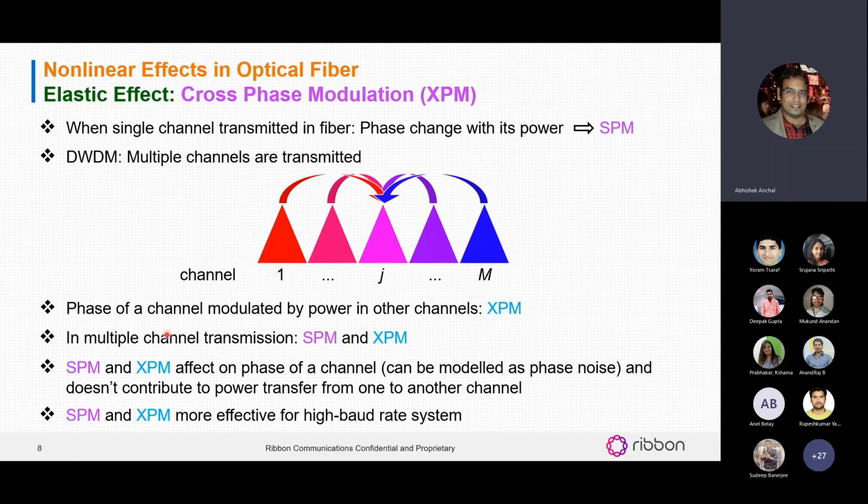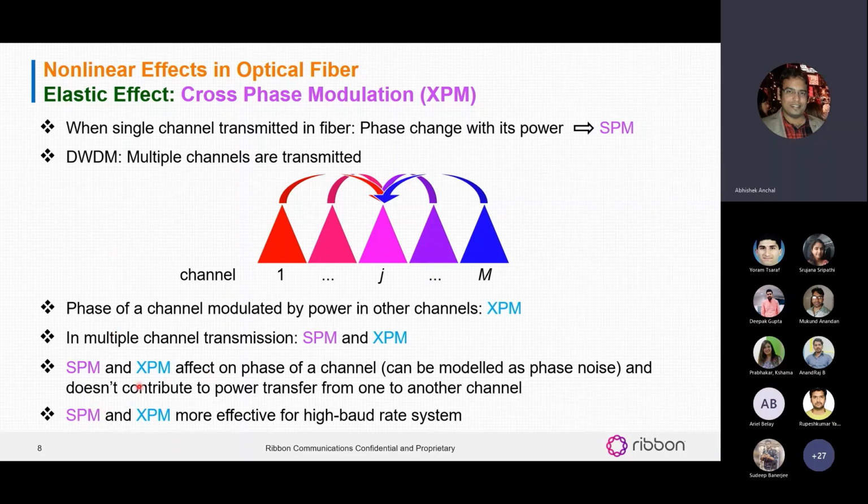So if you have a multiple channel transmission, as in a DWDM system, both self-phase modulation and cross-phase modulation occur. Both of them affect only the phase of the system, meaning they don't contribute anything to the power transfer, just the phase transfer. And you remember the signal information lies in phase, so it can easily cause crosstalk. So this phase change can be modeled as phase noise. Basically, self-phase modulation and cross-phase modulation act as a phase noise.